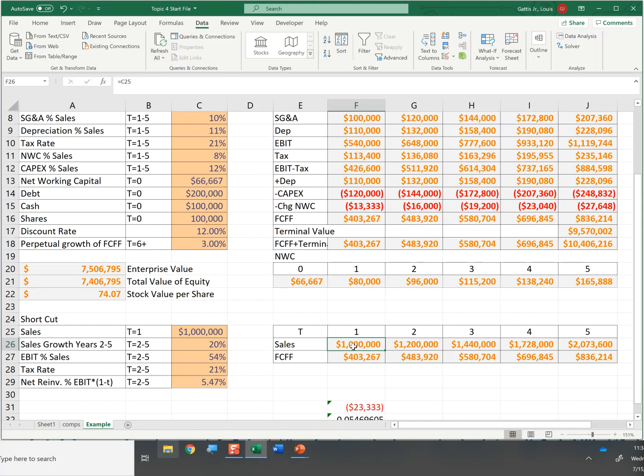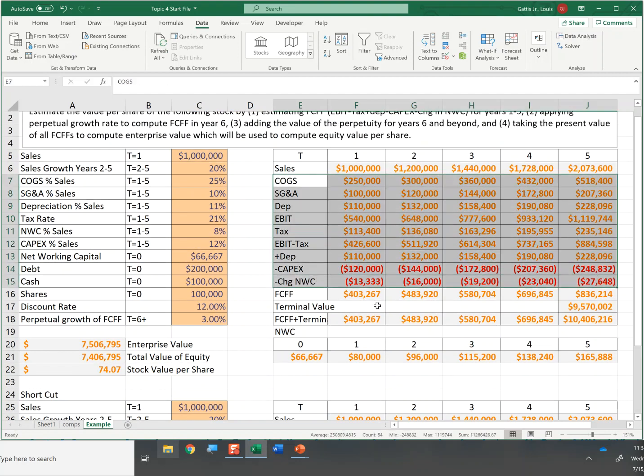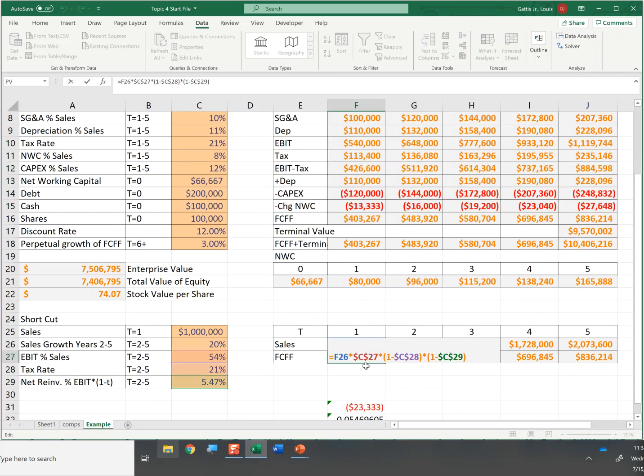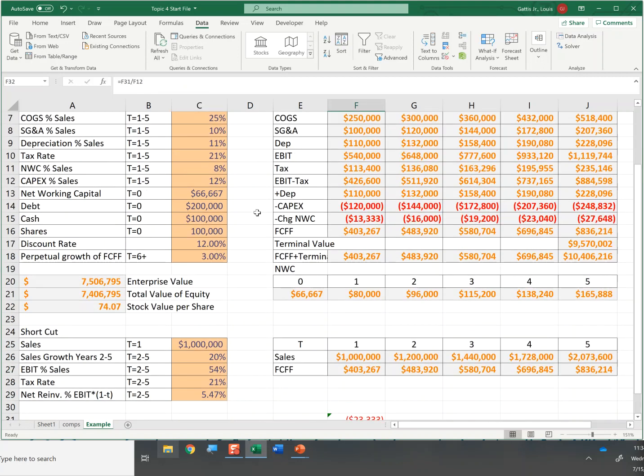Next year's sales are 1 million. They grow at 20% a year. And instead of doing all of this work, I just jump from sales to this number here. I'll take sales times EBIT as a percentage of sales. So 54% of my sales wind up in EBIT. I then multiply that times 1 minus my tax rate, and that's going to be my after-tax EBIT, and I multiply that times 1 minus my net reinvestment rate. Now my net reinvestment rate turned out to be 5.4%.